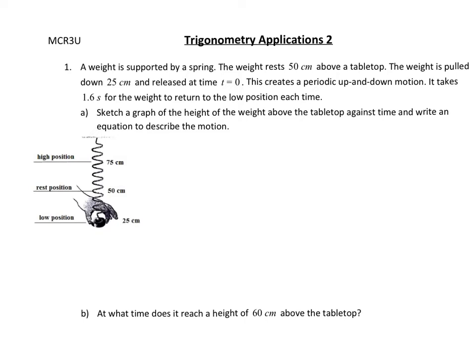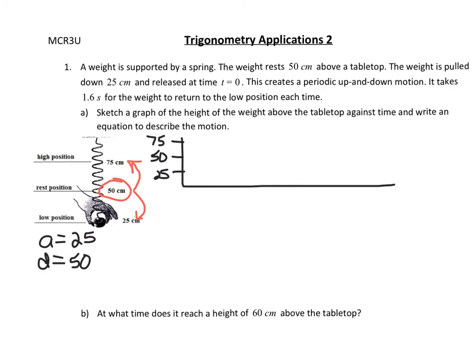Just from the diagram, before we even get to the graph, let's look at what you think the axis of the curve is going to be. Hopefully you can see that this is your midpoint, right? We pulled it down 25 centimeters, and then it's going to go up 25 centimeters above that midpoint. So 50 centimeters is our axis of the curve, and our amplitude is 25.